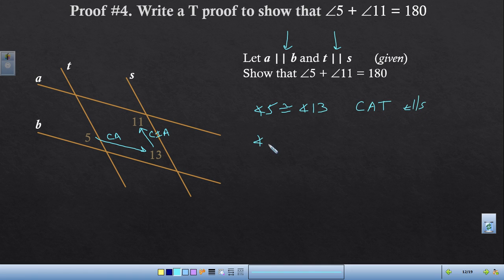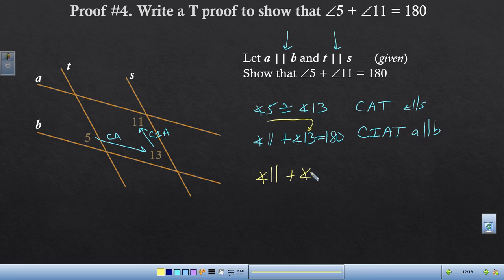Angle 11 plus angle 13 is equal to 180. This is consecutive interior. Remember, consecutive interior angles are supplementary. This is because A is parallel to B. And then we do a substitution here. We're going to take 5 and substitute it into 13. Angle 11 plus angle 5 is equal to 180 by substitution, and that takes care of our proof. The only difference is that we're adding up equal to 180, and CIA is the key to making that happen.